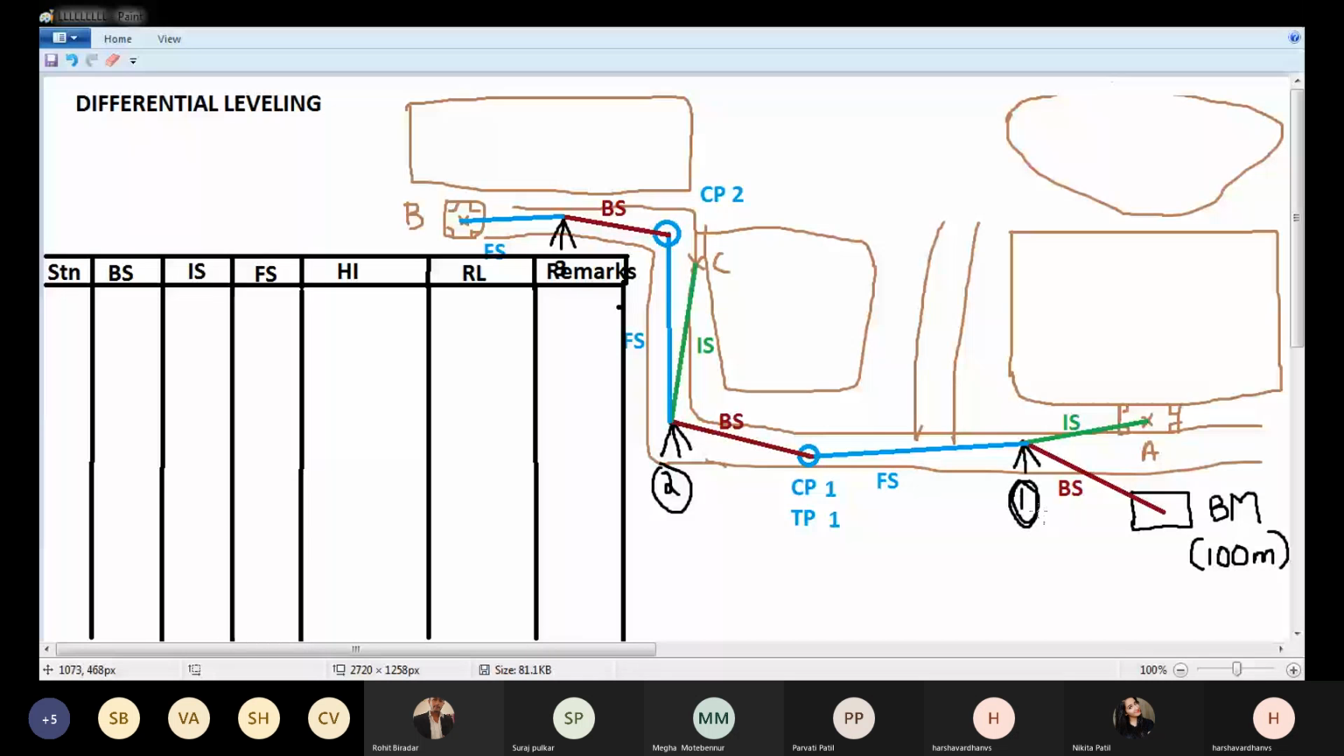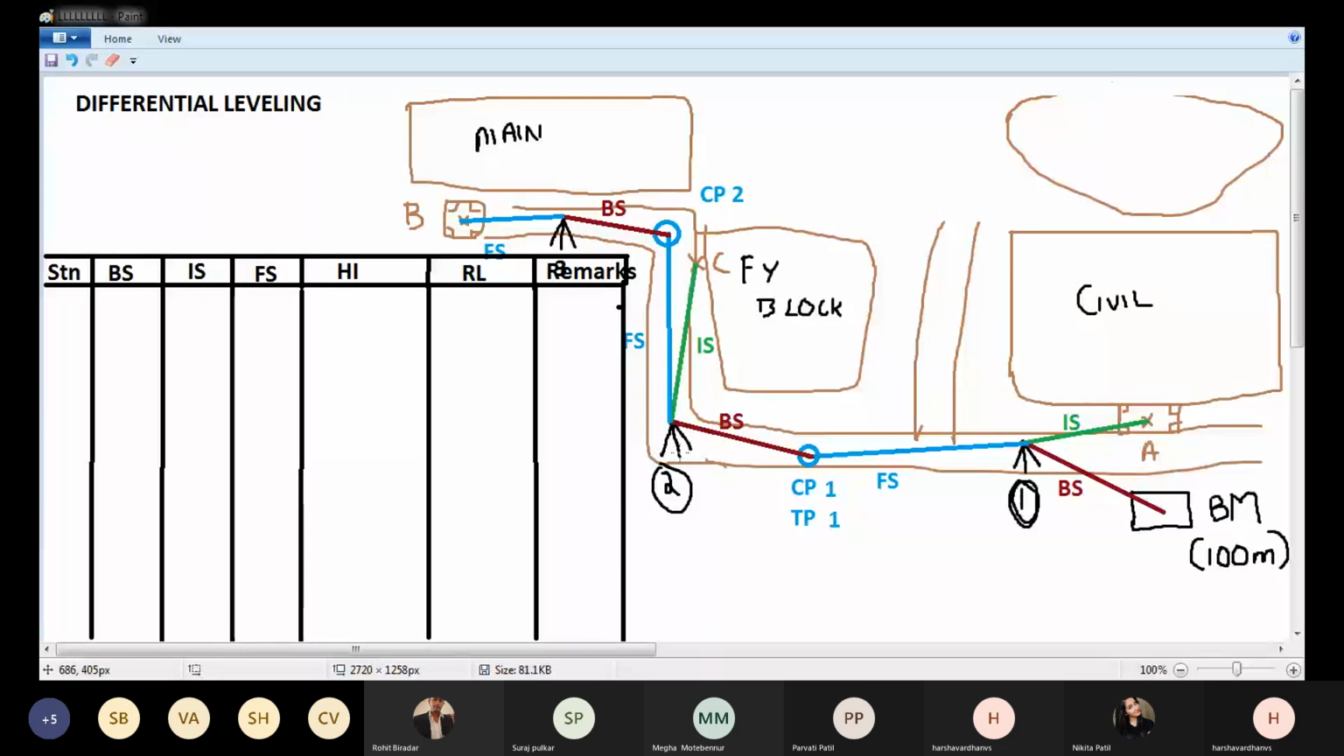Okay, I gave you an example of conducting the survey. I want to find the difference in level between the floor level of the civil engineering block and the main block. This is your first year block. So I want to find the difference in elevation between the floor of civil block and the floor of main block.